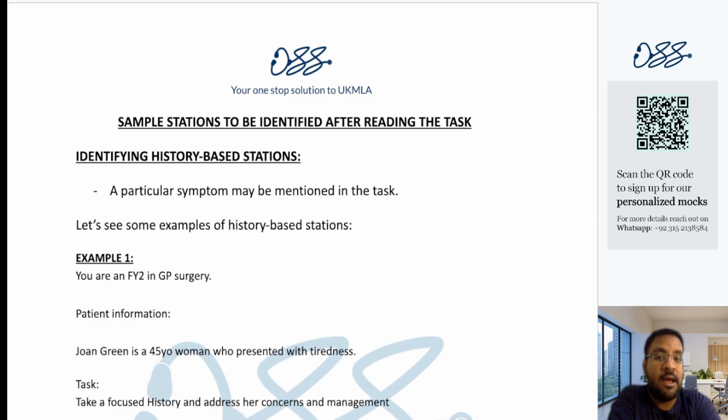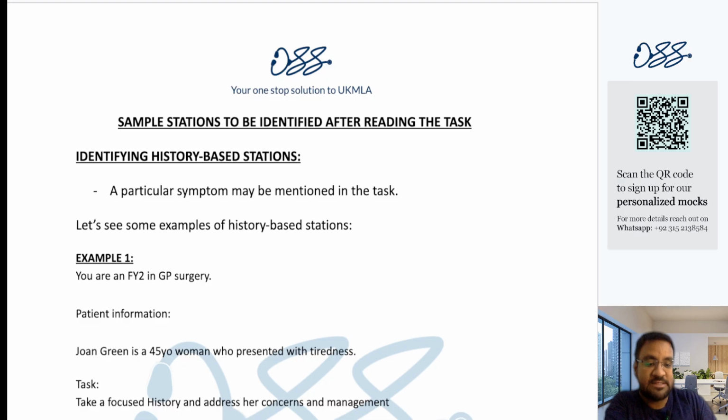I'll tell you what to do in those 90 seconds and what you need to identify. Not just read, not just skim it with your brain shut down, but read it and understand what it means and why that particular thing is mentioned in the task. Based on your understanding of what is required of you, it would depend on the structure and approach you take for a particular type of station. So it's very important to identify a few parameters.